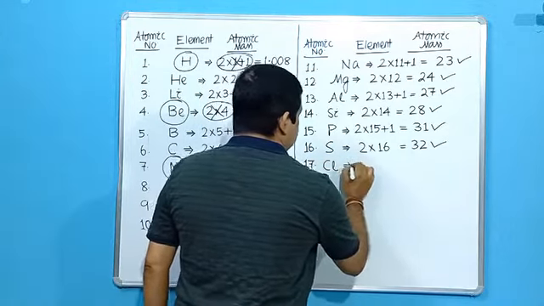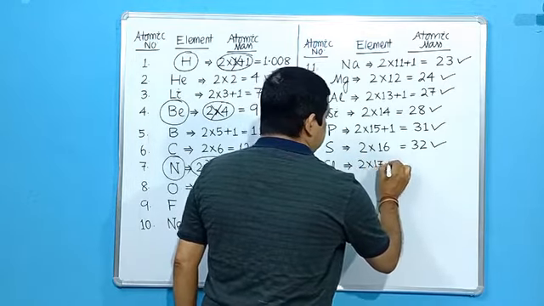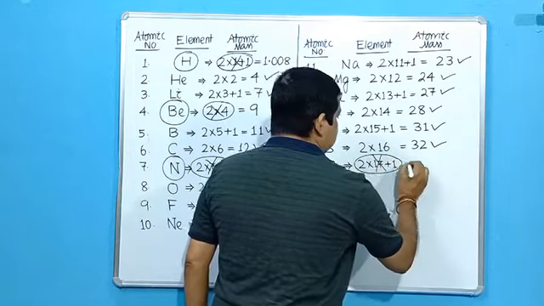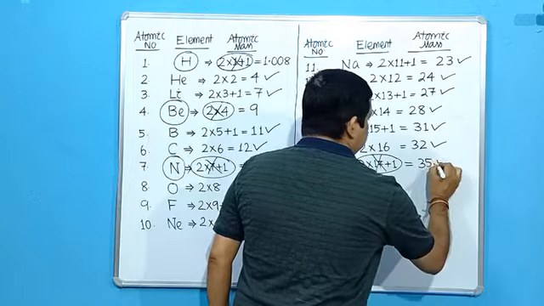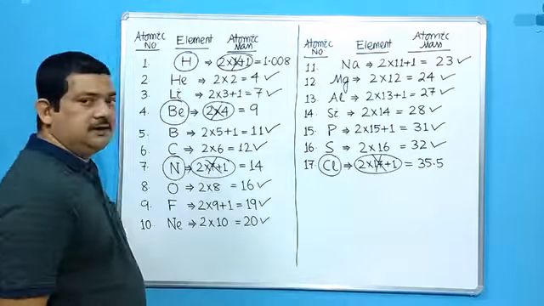Then 17, chlorine, 2 into 17 plus 1, that means it should be 35. But as you are taking the average mass, it is 35.5. That means it does not fit into the formula and it's an exception. So I am rounding it up.